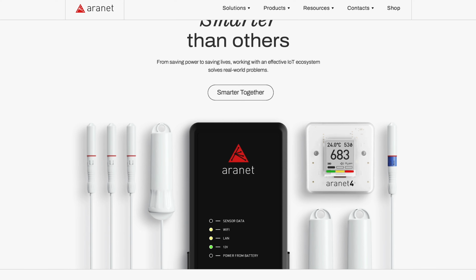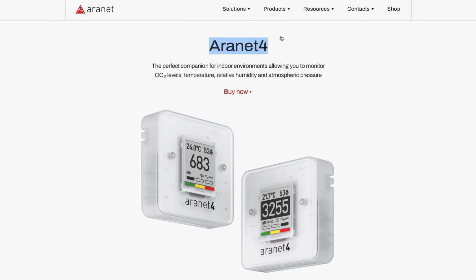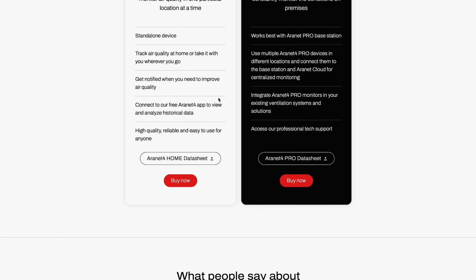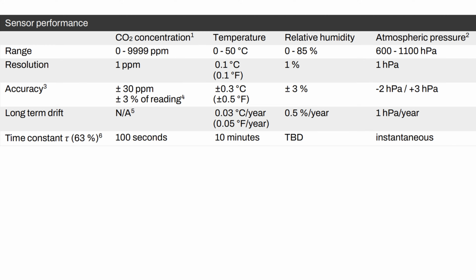Now I will open the datasheet of ARNet4 sensor. I go to the ARNet webpage, open Products, choose ARNet4, and scroll down the page until I see ARNet4 Home Datasheet, and I click on that. I am interested in the table about the sensor performance, and here I am looking at the accuracy information for the CO2 measurements. The information here says that the accuracy is 3% of the reading, and I need to add 30 parts per million. But here are also two footnotes.